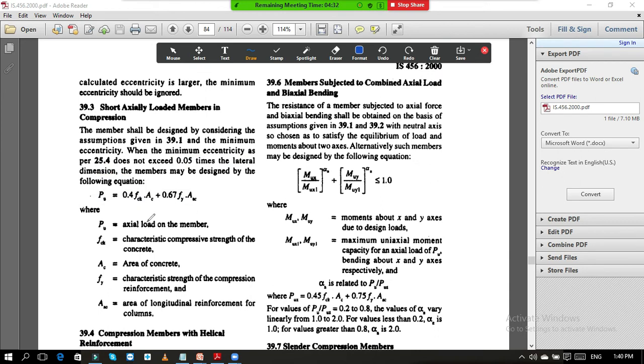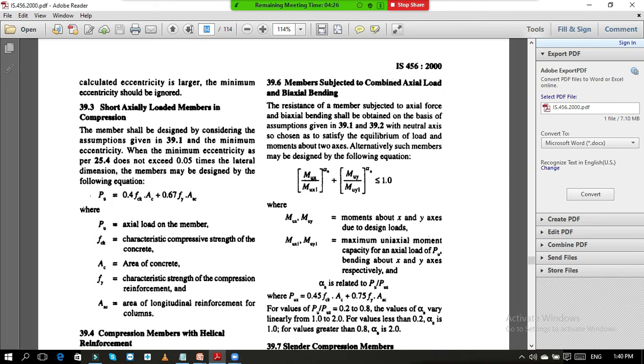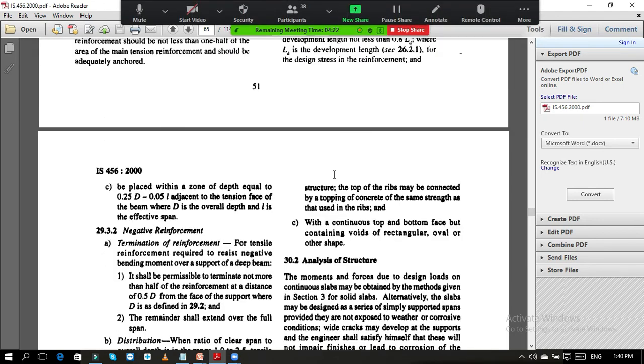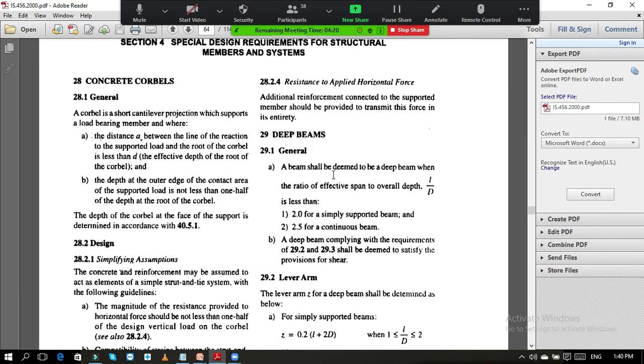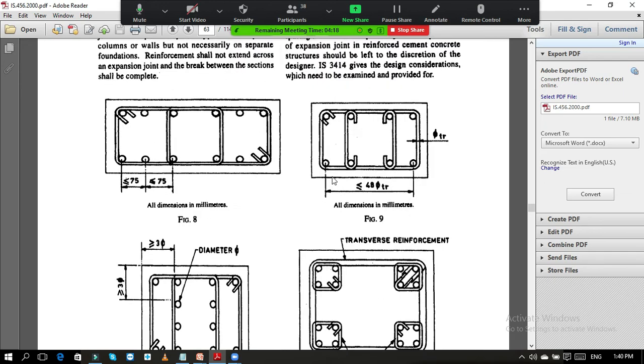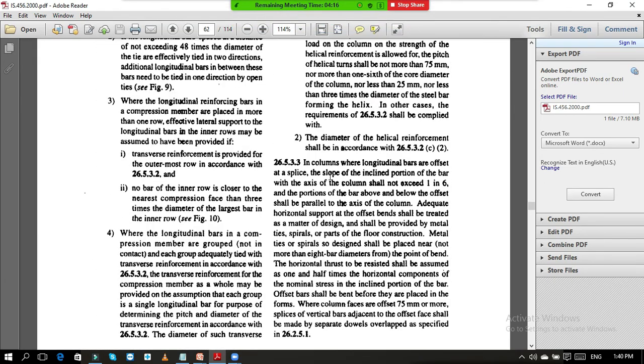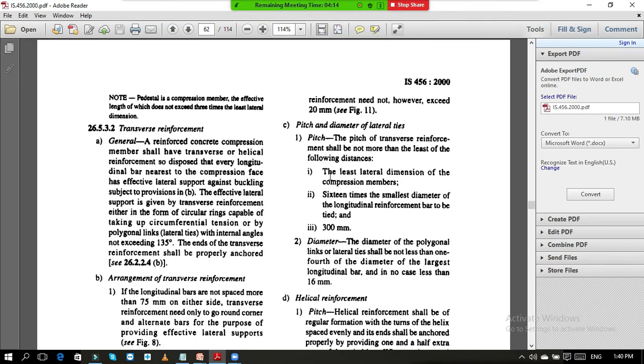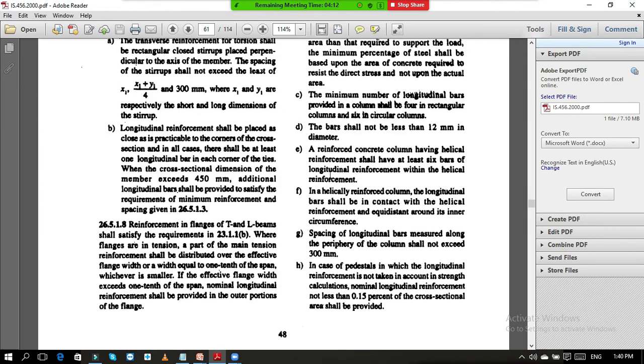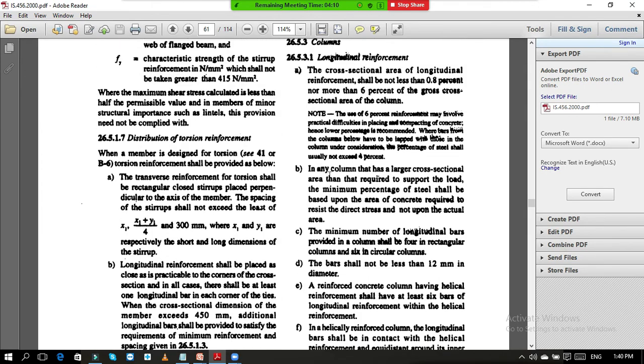This clause also we are going to use, and next there is one more clause which is given. So we will go to the page regarding the transverse reinforcement and longitudinal reinforcement of the column. Here the detail about the reinforcement is given.